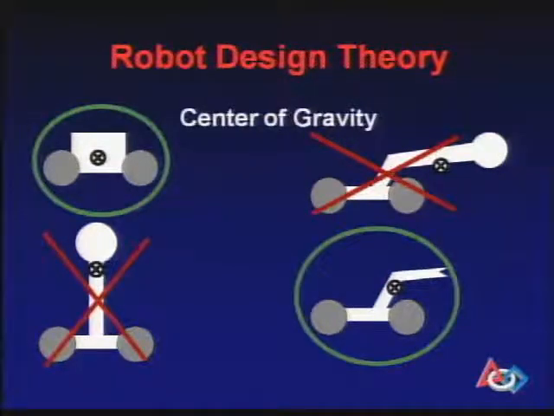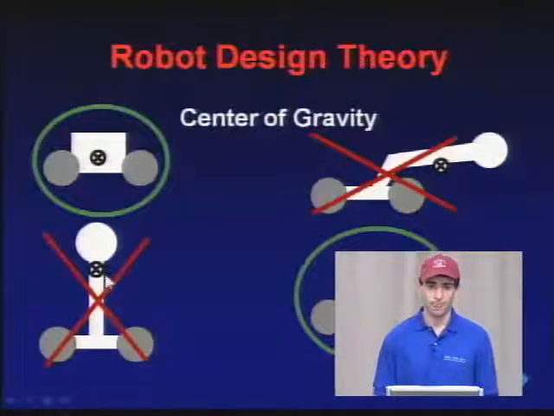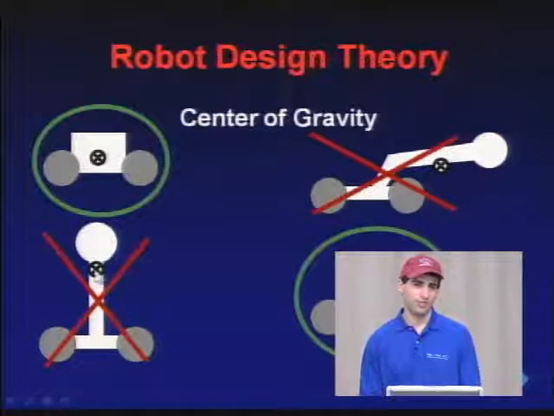Start with this robot here, located in the upper left. It's a short box on wheels. The center of gravity is right in between the two wheels here. And this is going to be a very stable design. Now look at the one right below it. Again, the center of gravity is right in between the wheels. The problem is that the center of gravity is very high.